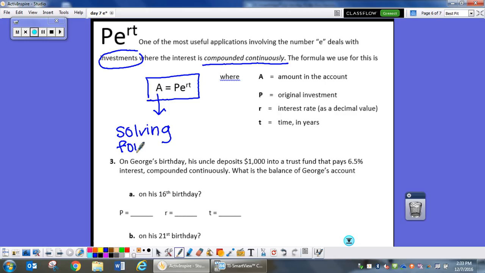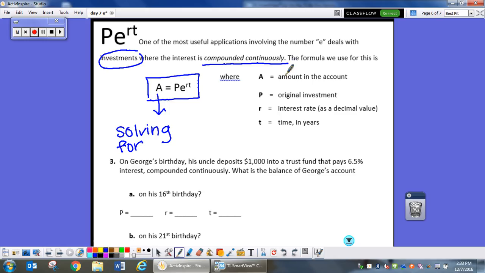Dear, that is not the right one. You're going to define all your variables, substitute in, and do some good multiplication. So on George's birthday, his uncle deposits $1,000 into a trust fund that pays 6.5% interest, compounded continuously. So we want to know, how much will George have on his 16th birthday?